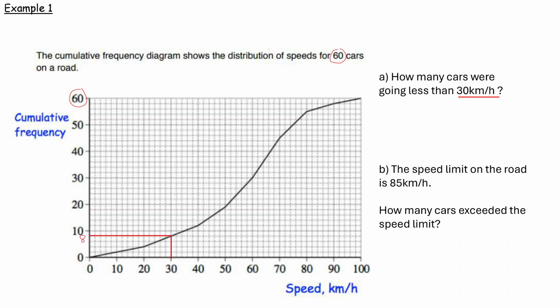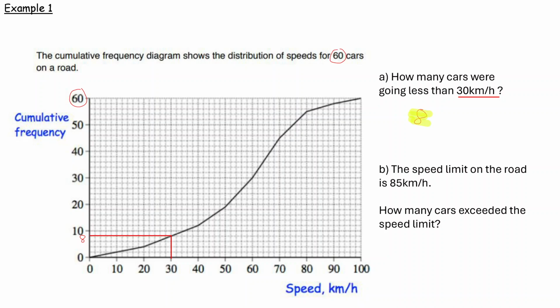So how many cars were going less than 30 kilometers an hour? Well, less than 30 is everything down from 8, isn't it? So 8 cars is your answer. So the answer here is going to be 8, and that is your answer on the first part. Let's highlight that, make it nice and clear.